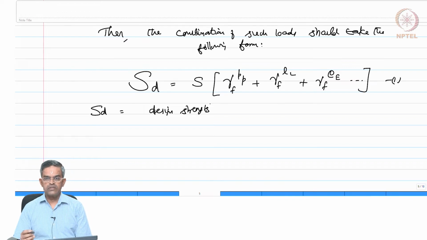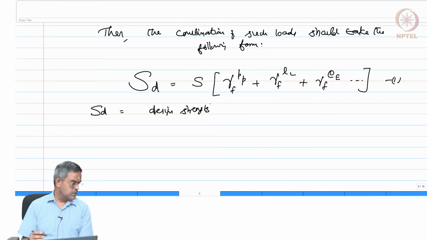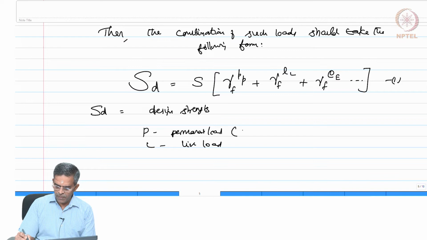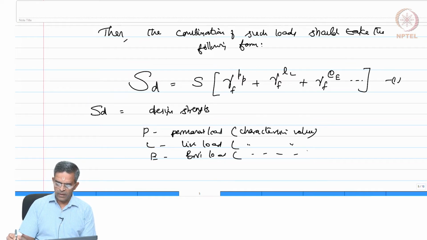S is actually a subset of these loads. Let us say P in this case refers to permanent load, L refers to live load, or I should say permanent load characteristic value, live load characteristic value, and E refers to environmental load characteristic value, etc.